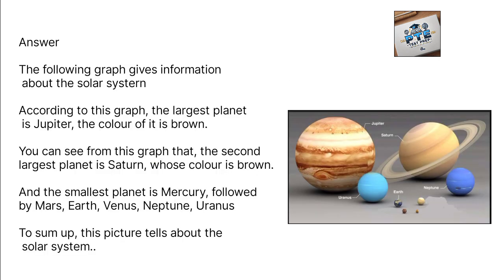The following graph gives information about the solar system. According to this graph, the largest planet is Jupiter. The color of it is brown. You can see from this graph that the second largest planet is Saturn, whose color is brown. And the smallest planet is Mercury, followed by Mars, Earth, Venus, Neptune, Uranus. To sum up, this picture tells about the solar system.